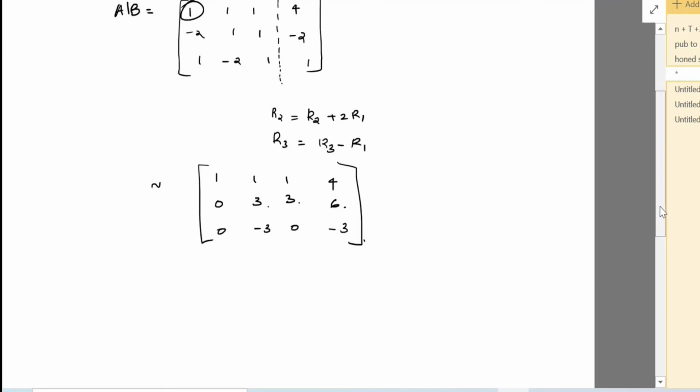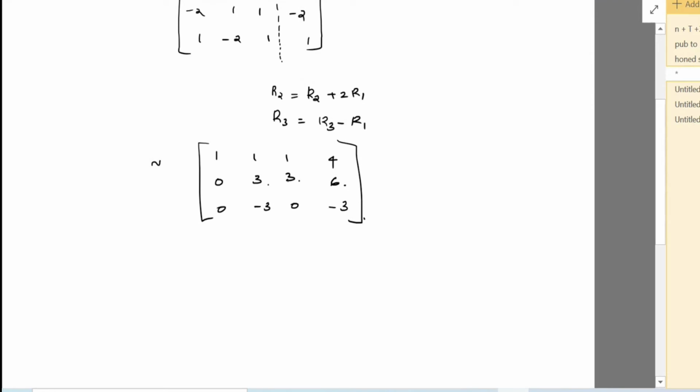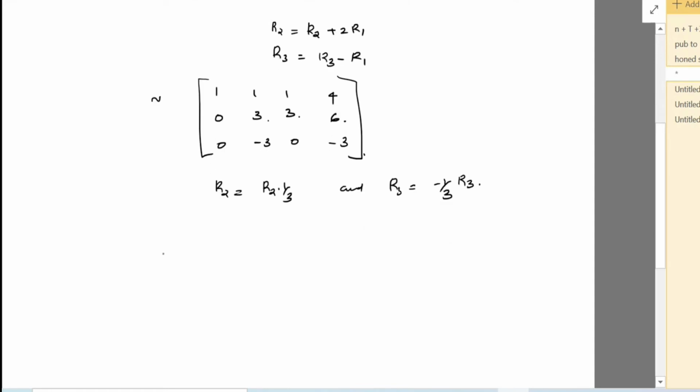Right. So what are the next operations? Actually, you can see that in the second row, we can cancel the common factor. There is 3 as common factor, and also in the third row, minus 3 is a common factor. So we can cancel these common factors from second row and third row also. So we can change R2 equal to R2 times 1 by 3 and R3 equal to minus 1 by 3 times R3. So this becomes 1, 1, 1, 4, 0, 1, 1, 2, 0, 1, 0, 1.